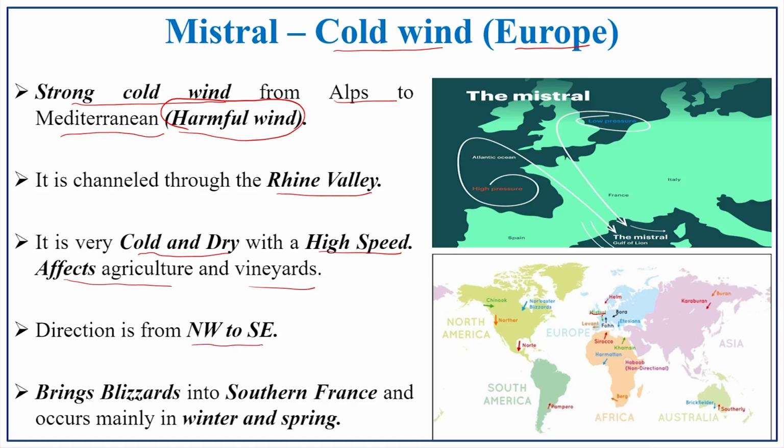See here, that is from northwest to southeast. So, this is the direction of this mistral wind. It brings blizzards into southern France and occurs mainly in the winter and spring seasons. The cold wind is usually associated with the winter season, and sometimes it is also associated with spring. So, this mistral is associated with the winter and spring season.